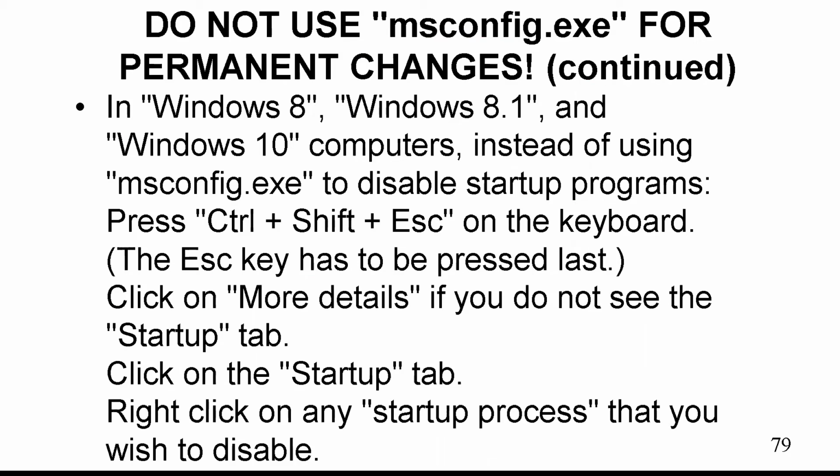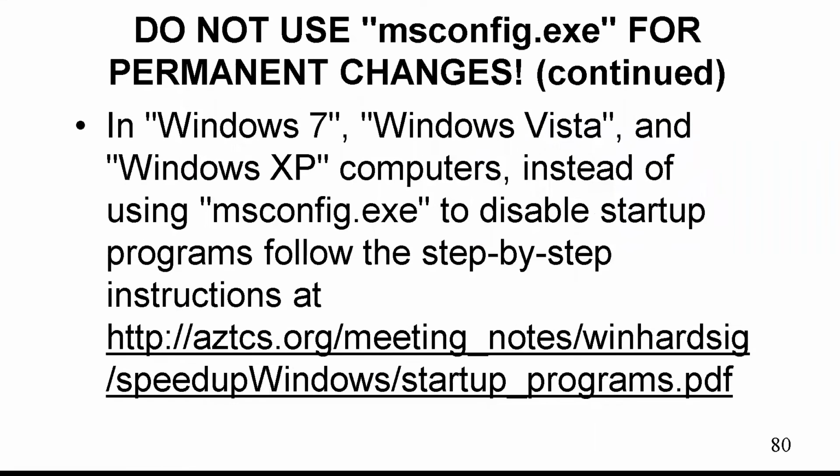In Windows 8, 8.1, and 10, instead of using msconfig, there's a menu you can get to now. Press Control-Shift-Escape, click on More Details, click on the Startup tab, and right-click on anything you want to disable. I'll show you some screenshots of that in a minute if I have any. In Windows 7, you can follow my instructions at this website for editing the registry to turn off startup stuff and not cause problems using msconfig.